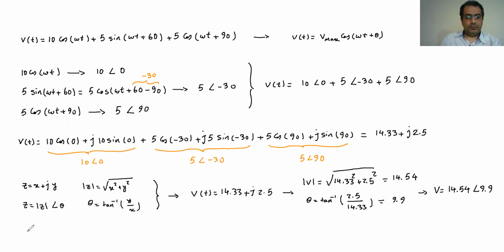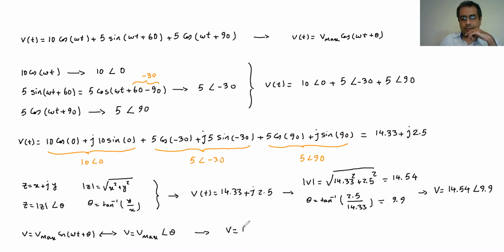I would write it one more time here. I know that if V is V max cosine omega t plus theta, then we know back and forth that V is V max with angle of theta. So therefore I have V here.